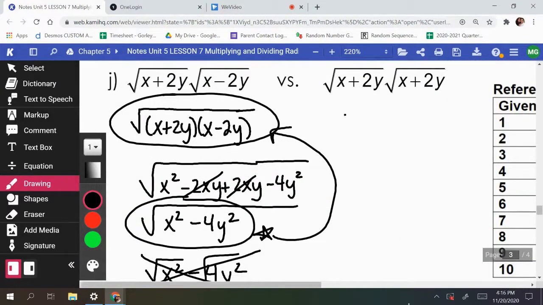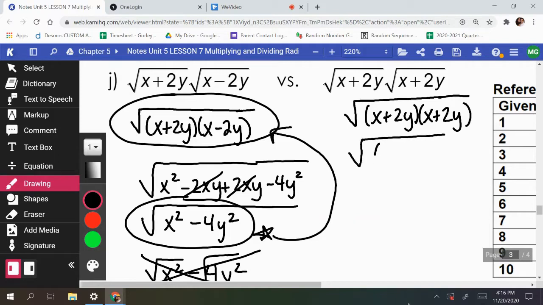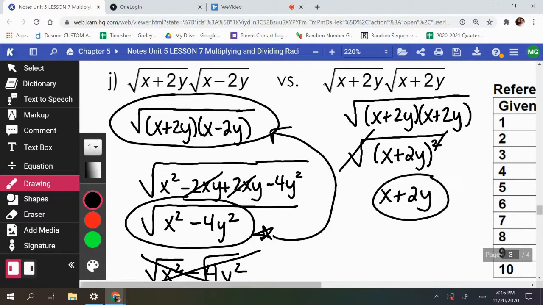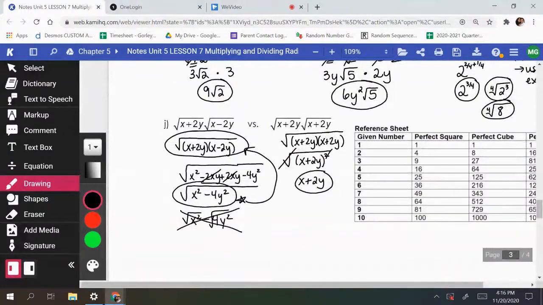For example, over here, if I multiplied these like parts, we'd have x plus 2y times x plus 2y. And that would be x plus 2y squared. See how now it's factored and the square undoes the square root, or vice versa. The square root undoes the square. And so I'm just left with x plus 2y outside the radical, right? The square root of x plus 2y squared is x plus 2y. But we like it to be in factored form before we can reduce that. So just be careful there.